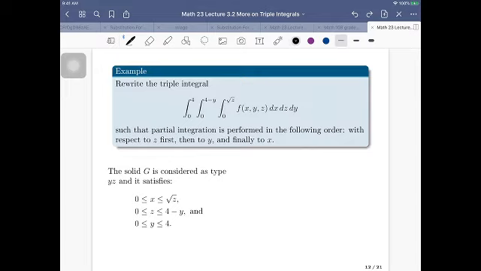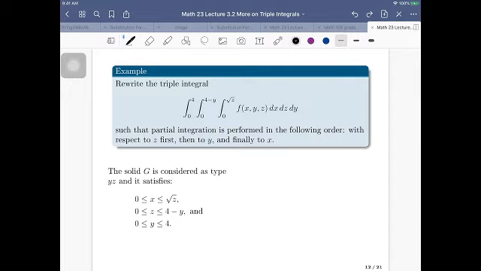Hi, welcome to the fourth part of our lecture entitled More on Triple Integrals in Rectangular Coordinates. So let's have a more challenging example here. The question is to rewrite the triple integral.